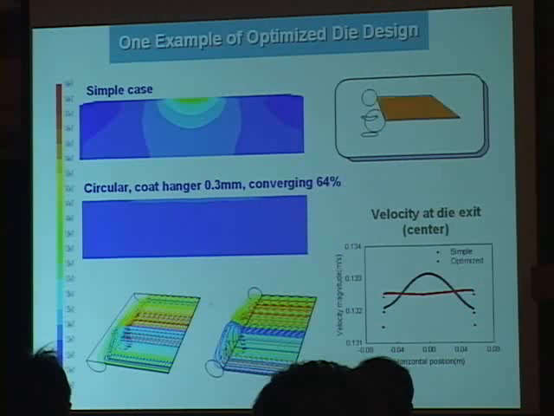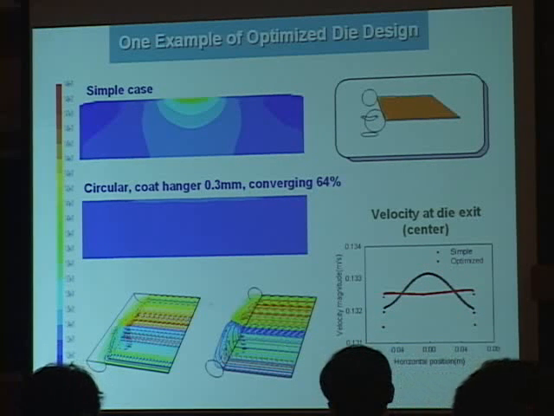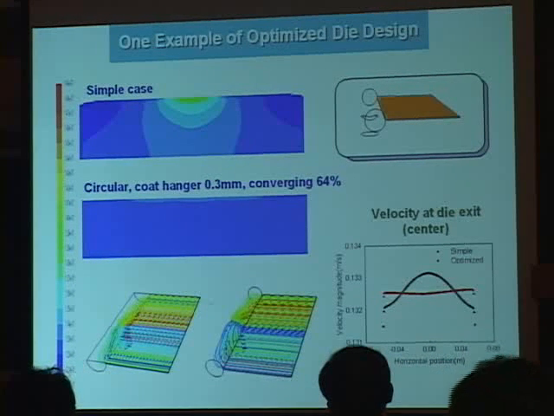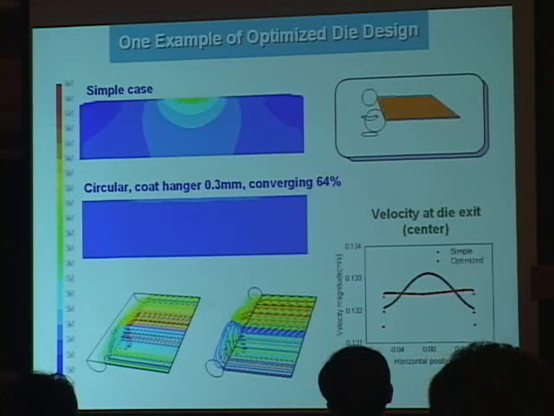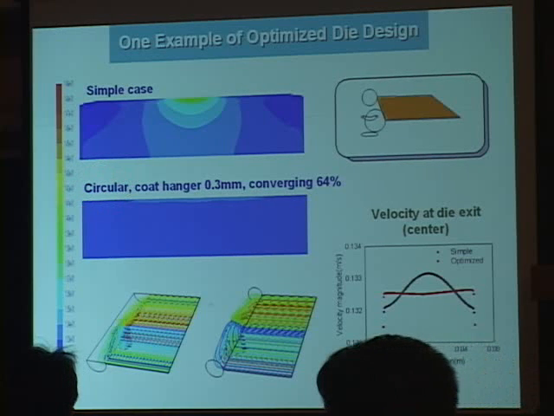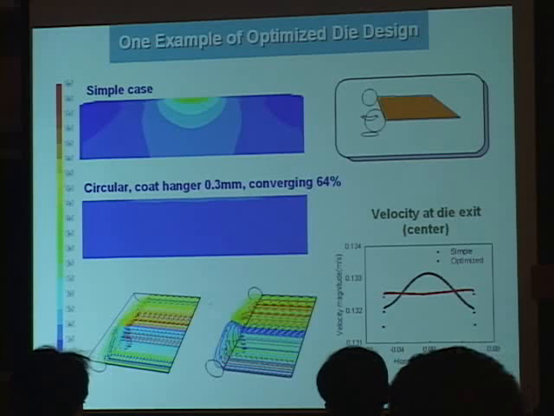So as a model case, we first tested the simple semicircular die design. So this case produces non-uniform or parabolic velocity distribution of coating liquid at the die exit. So to produce the uniform velocity distribution at the die exit, we modified the die geometries. And finally, we designed the optimized die combined with the circular manifold and the hanger and converging die.